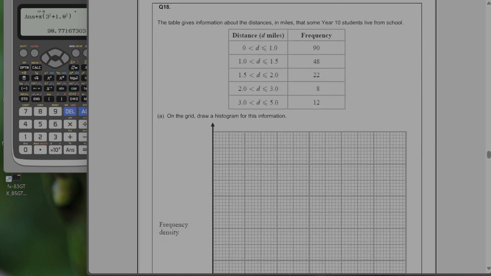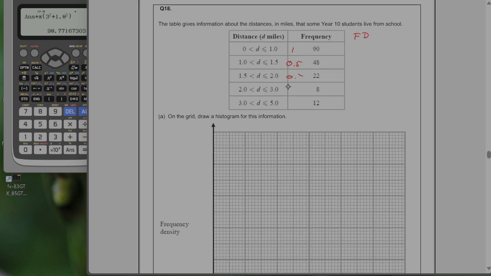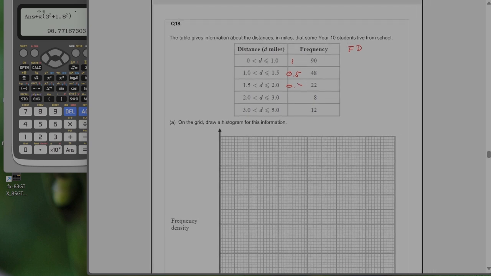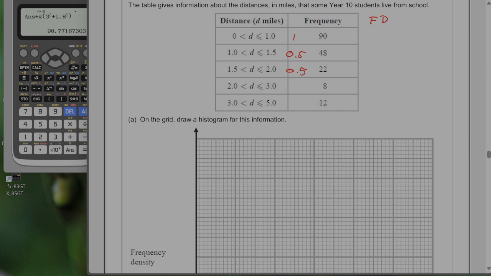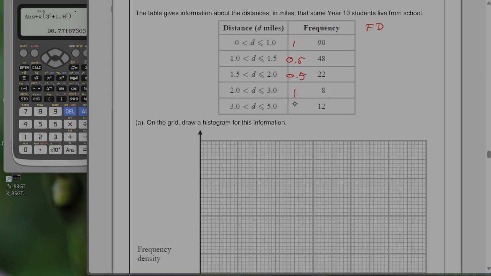Right, question 18. The table gives information about the distance in miles that some year 10 students live from school. So frequency, and we've got our distance in miles. Draw a histogram for this information. Okay, so I'm going to work out my frequency density then. So frequency density is going to be equal to frequency divided by class width. So if I put my widths in, I've got a width of 1, a width of 0.5, a width of 0.5, a width of 1 and then a width of 2.